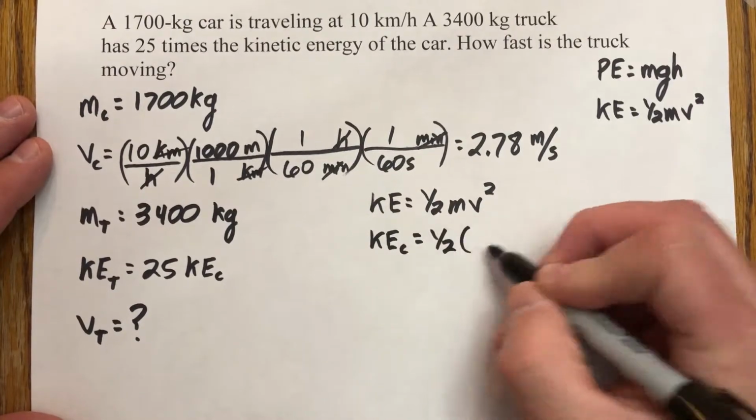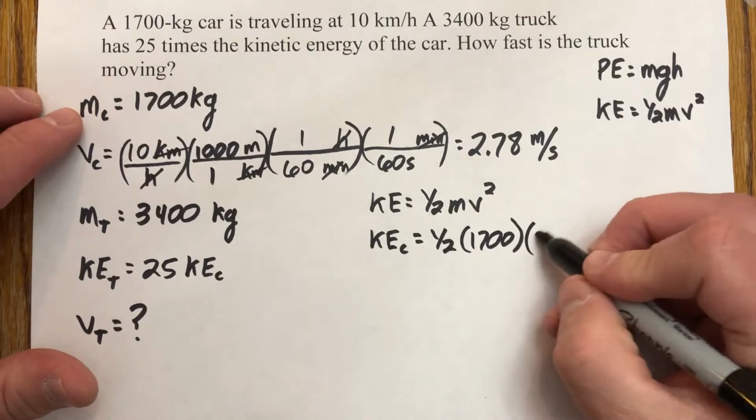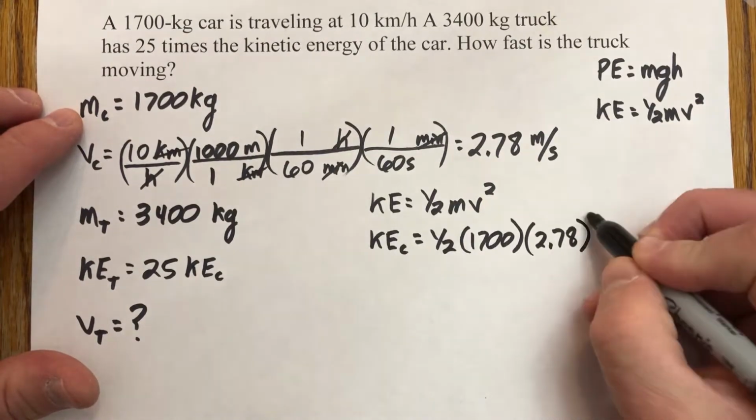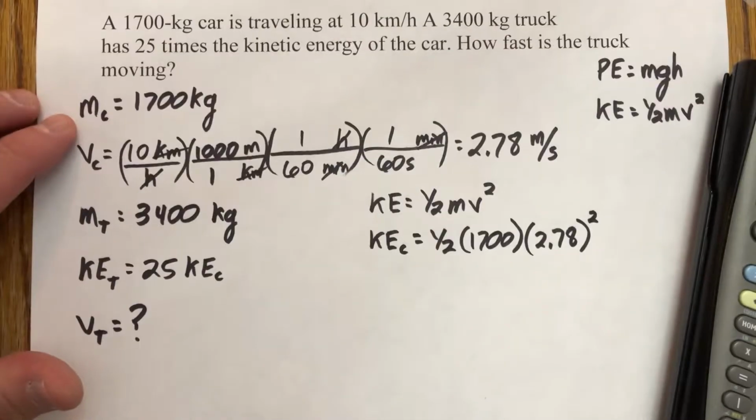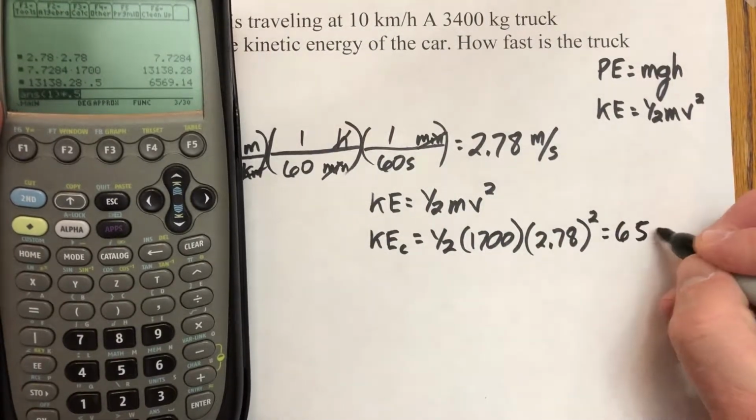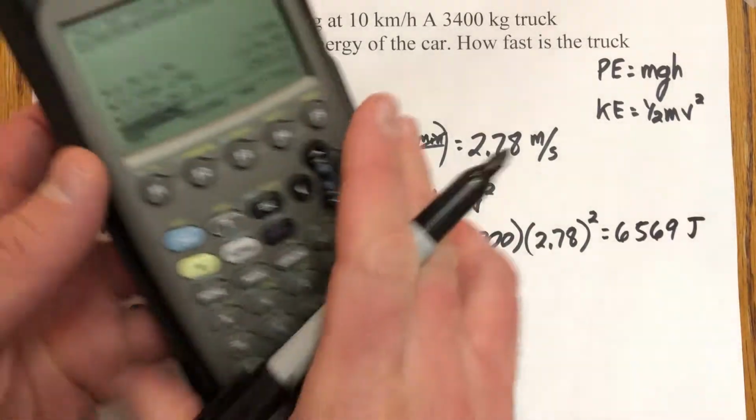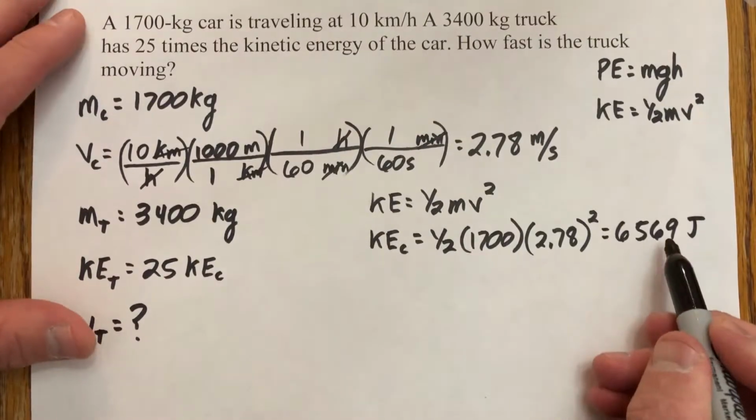So 1/2, mass of the car is 1,700, times velocity of the car, which is 2.78, and that's squared. So we do 2.78, squared, so you times that by 2.78 equals, times that by 1,700 equals, and you times that by 0.5 equals. We get 6,569, and that's going to be joules. So the kinetic energy of the truck is 25 times that.